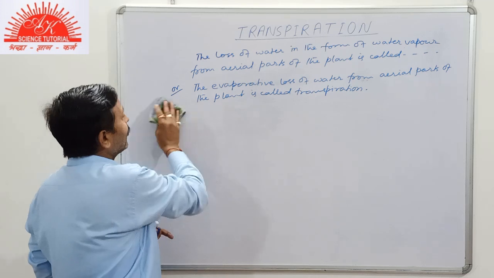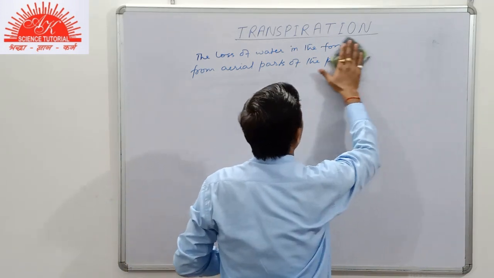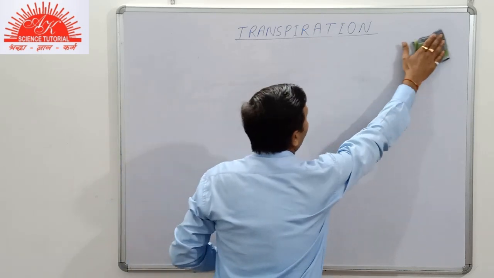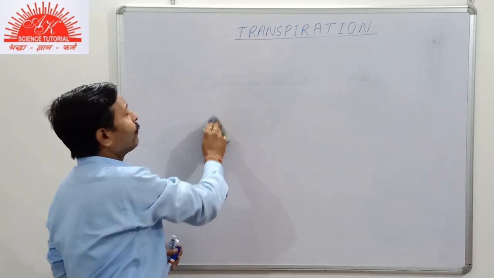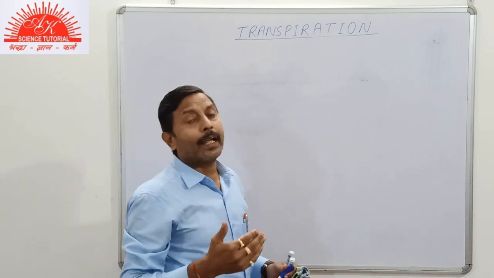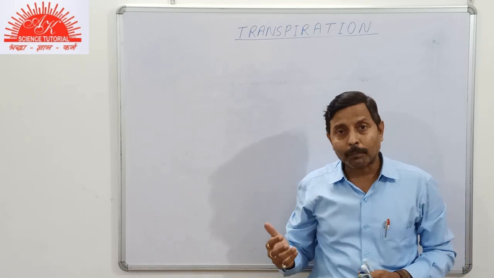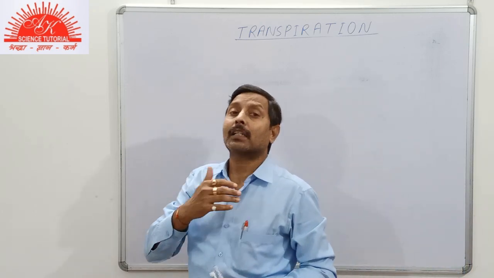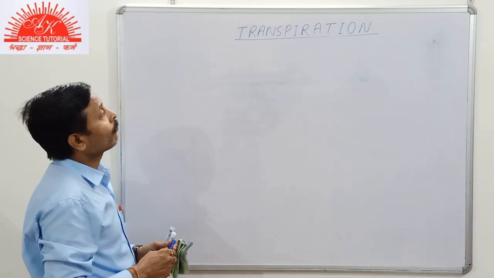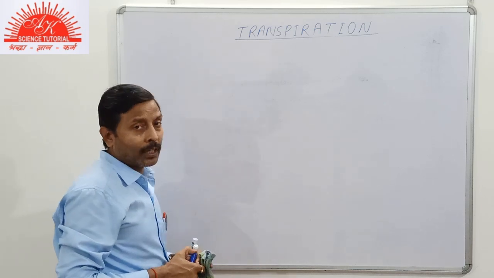Now transpiration occurs in different forms, that is, from different parts of the plant. We have to study first of all the types of transpiration, then we will study the experiments demonstrating the process of transpiration and to measure the rate of transpiration.